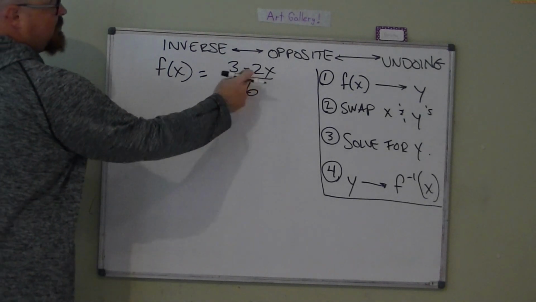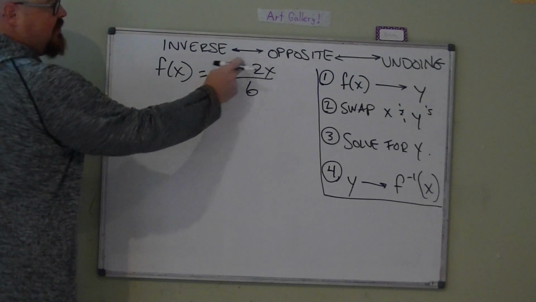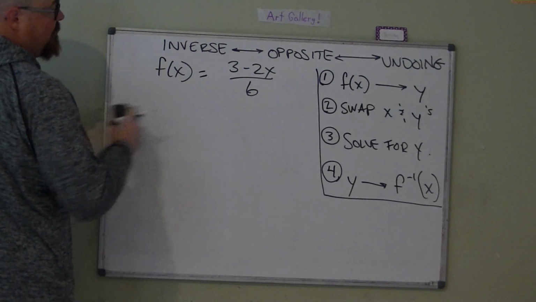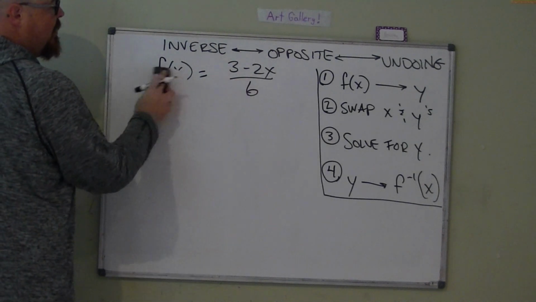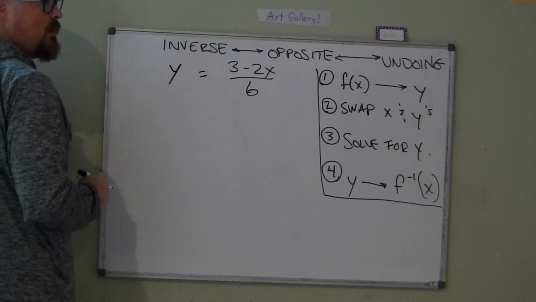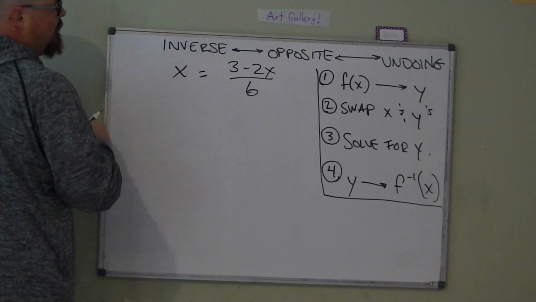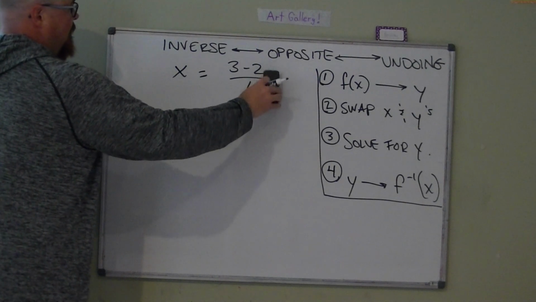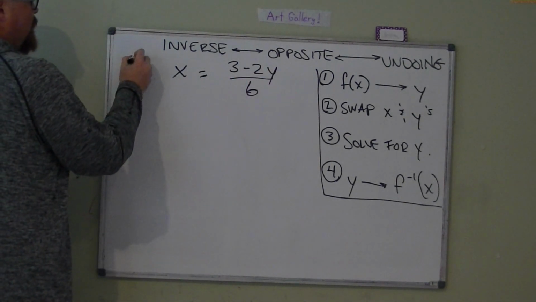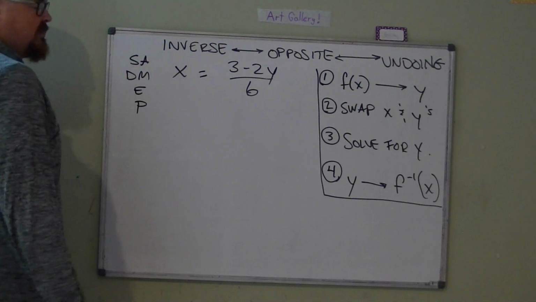So I'm going to need a multiplication of 6, a subtraction of 3, and a division of -2 in my inverse, because that would be all of the inverses of these operations. So f of x, first step, we replace that with a y. And then we change the y to an x, and we change the x to a y. We solve for y. Remember, we're using the inverse order of operations here.